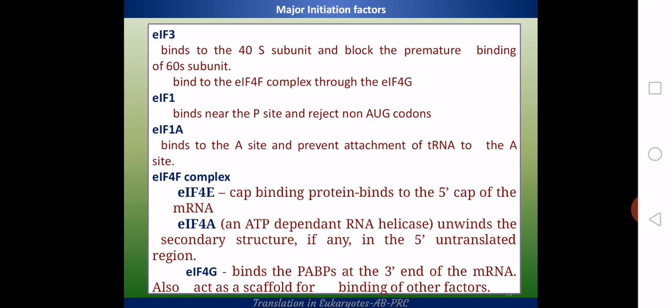Then the 4F multi-subunit complex, which contains 4E, A and G. Then 4E is the cap binding protein, which binds to the 5' cap. Then 4A is a helicase enzyme, which unwinds any secondary structures that might have formed in the RNA molecule. Then 4G binds to the 3' tail through the poly-A binding protein of the mRNA.